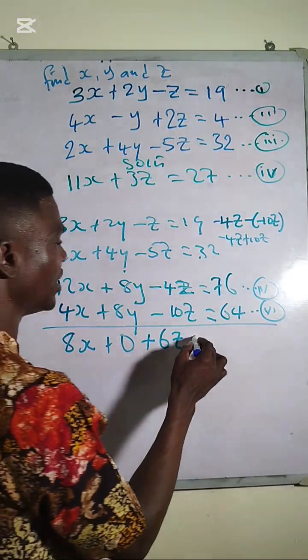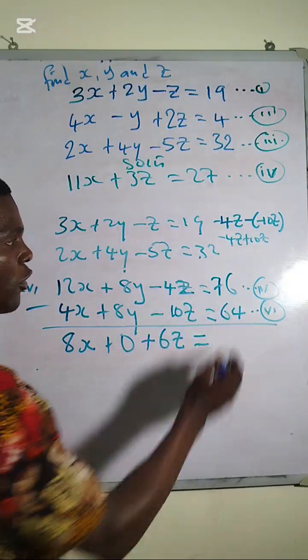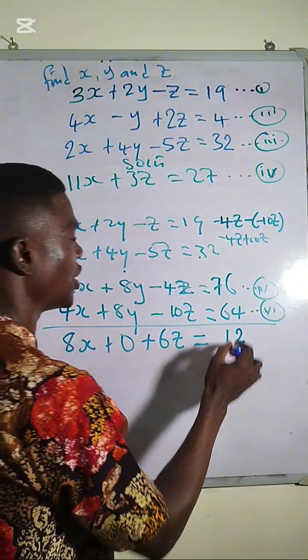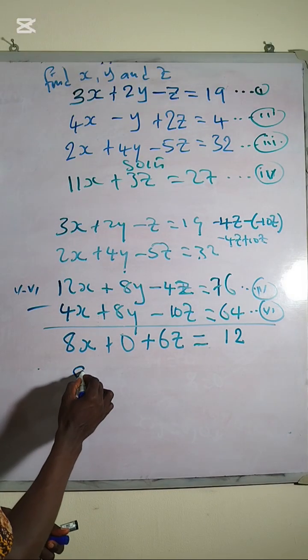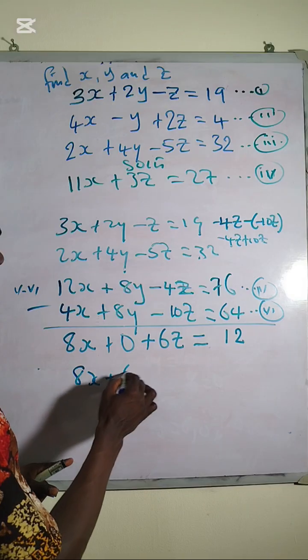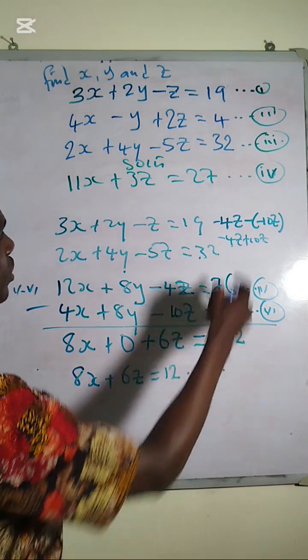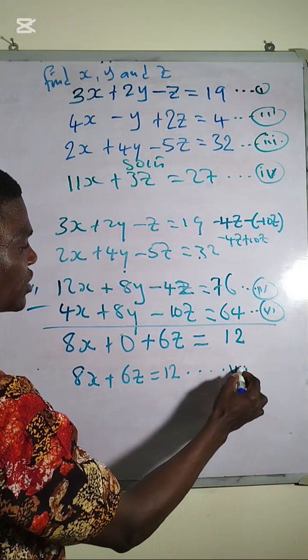I hope I'm right. Yes, everything is equals to 76 minus 64. 6 minus 4 is 2. 7 minus 6 is 1. So that is 12. You can now see that we have 8x plus 6z equals to 12. This becomes a fresh equation. Let's call this equation 7.